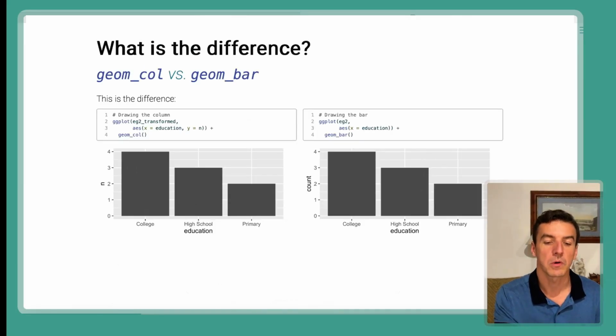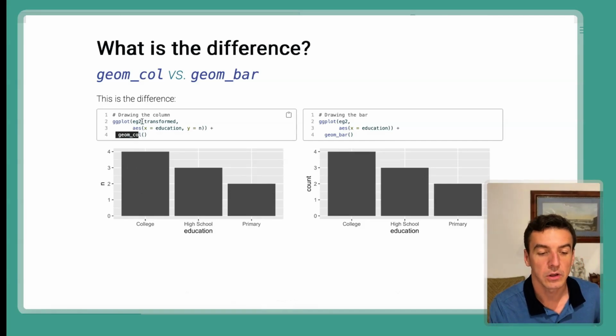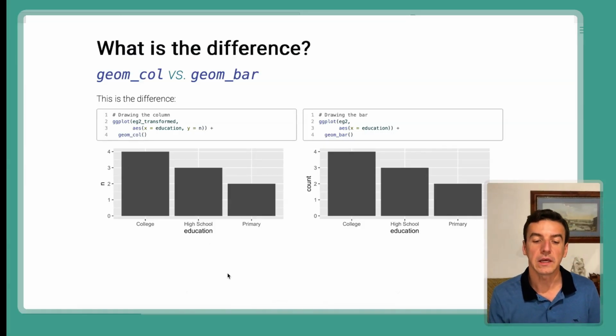So just to look at them comparatively, remember that for geom_col, we used EG2 transformed, and we needed to add both the X and the Y. And then for EG2, we simply provided the X. So notice that the result is very similar, but in the context of geom_col, we had to have this intermediary step. But overall, as you can tell, the graph is very similar, or the result is the same.